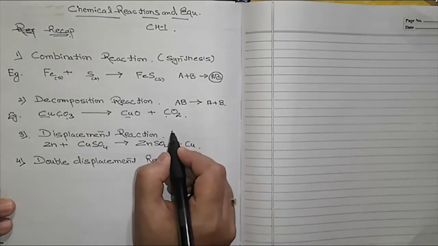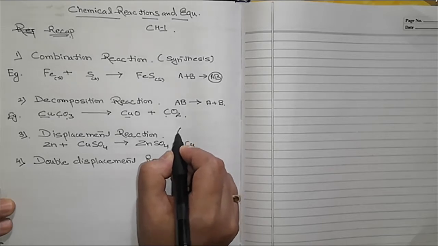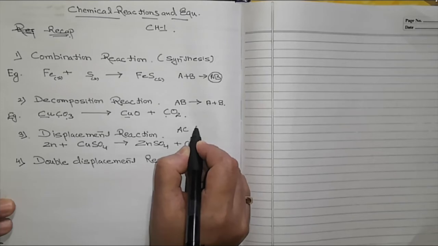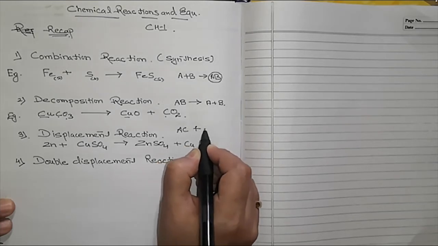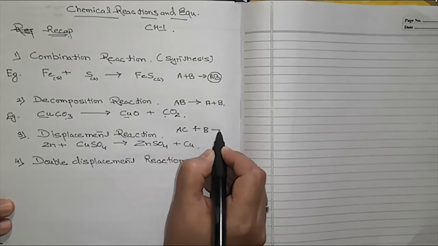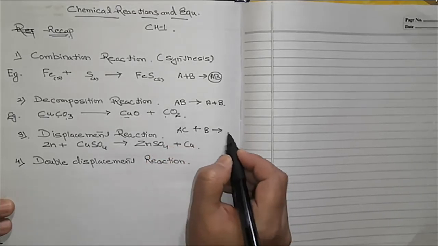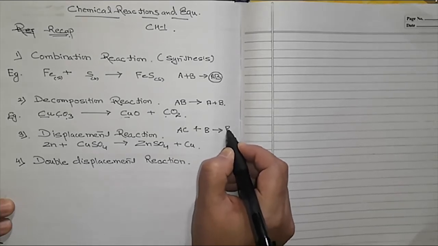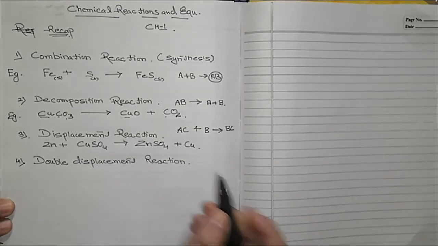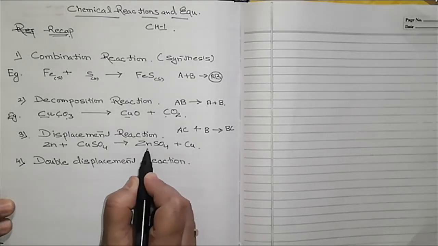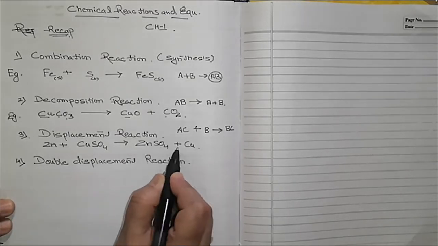Okay, now how are we going to simplify this reaction? AC plus B gives you, this B will replace A, you will get BC. Okay, so zinc plus copper sulfate will give you zinc sulfate plus copper.